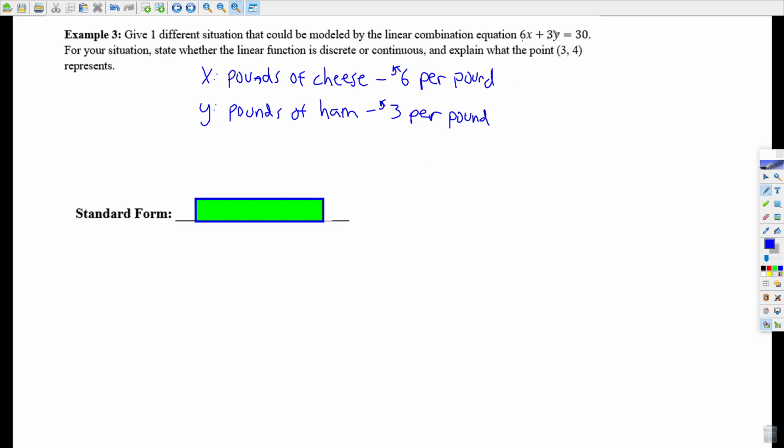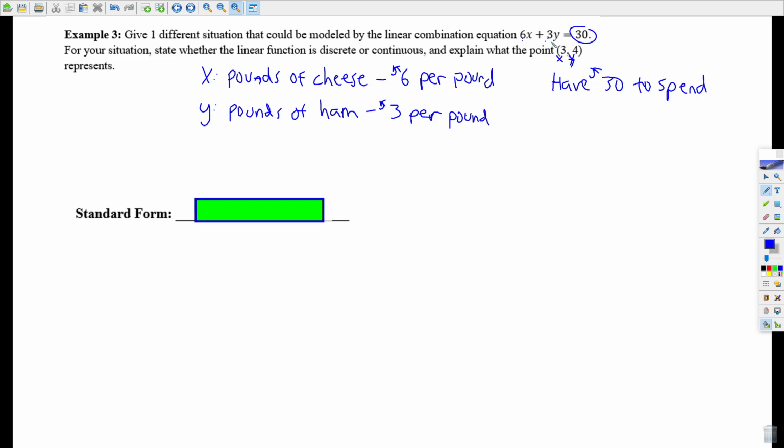And just like before, we have all these things labeled as money. $6 here, $3 here. 30 is going to be the total amount to spend. So we have $30 to spend. So that takes care of the entire equation. And what we would have left is the 3, 4. This would be your x, y.